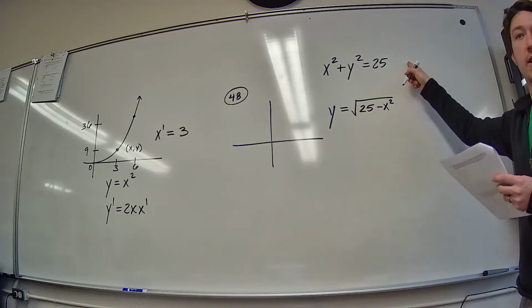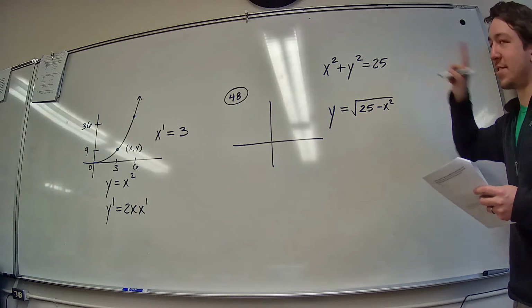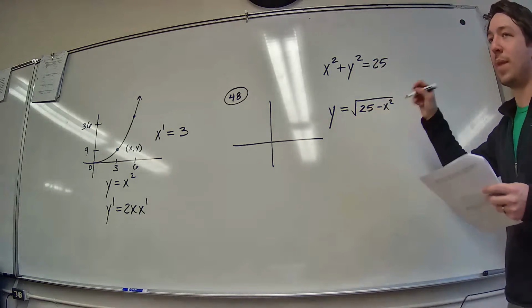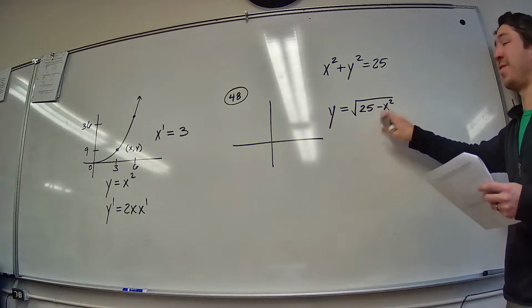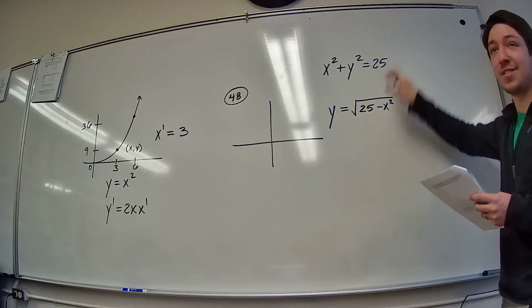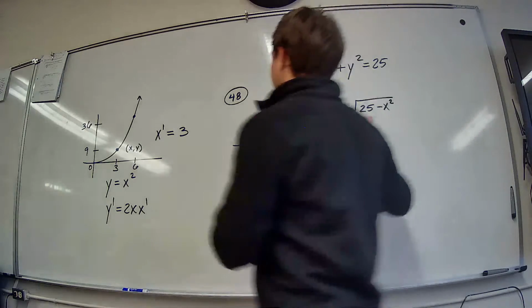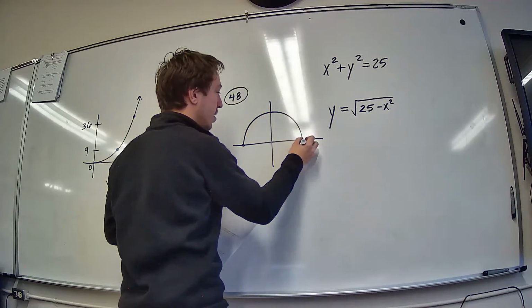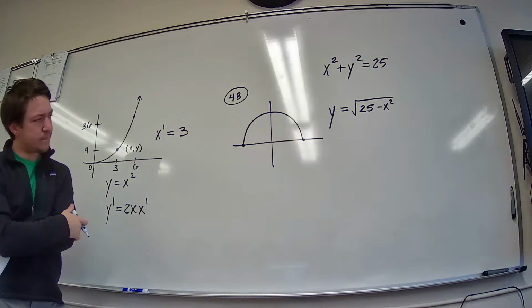You subtract the x squared over, but then here's the thing: if this is a circle, this actually omits the bottom half of the circle. This is not a function, this is a function. So it's half of a circle. It's a semicircle, like a sunrise.